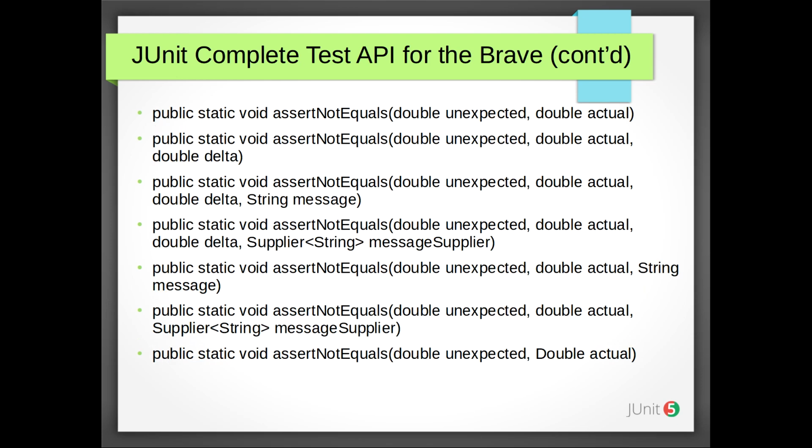Some more assert not equals, and it works according to the same pragma, if you will. You have a first value, the unexpected value. Well, it is unexpected because it is asserted not equal to the actual value, and you may have a message supplier if the assertion fails, or a string message if the assertion fails. So sometimes you will also have another parameter, for example, if you are allowed to have a difference between these two values, and anything that is within this difference passes, anything that's not fails.